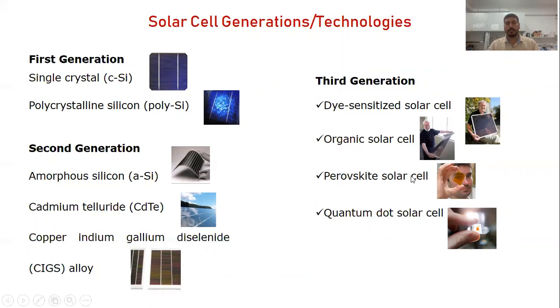This is the perovskite solar cell. This is Professor Henry Snaith, who first reported the highest efficiency in perovskite solar cells, higher than the quantum dot solar cell. So these are the different technologies of solar cells, but we will mainly focus on the organic solar cell, and we will learn why organic solar cells are important technologies among all these.